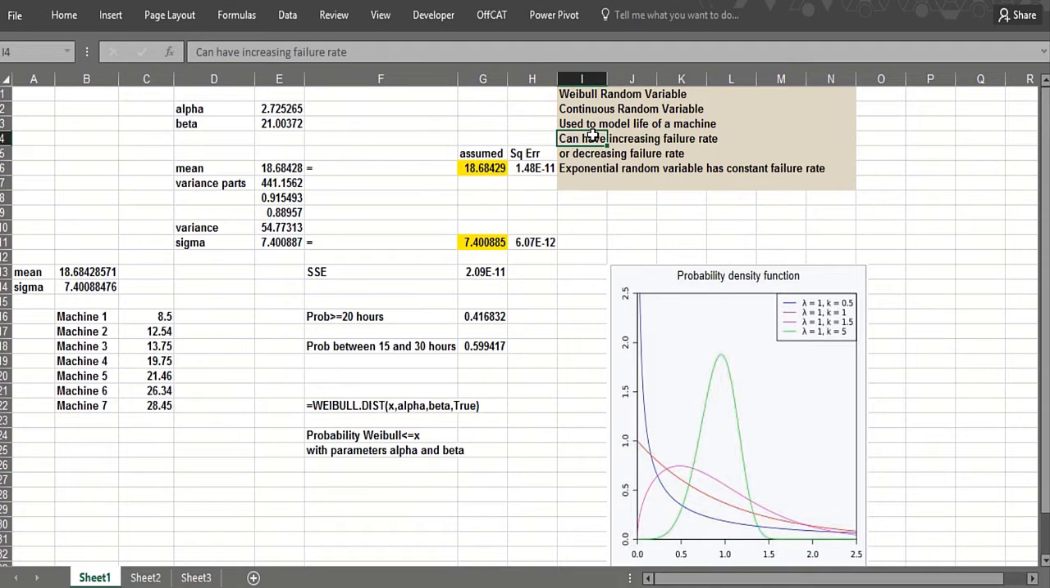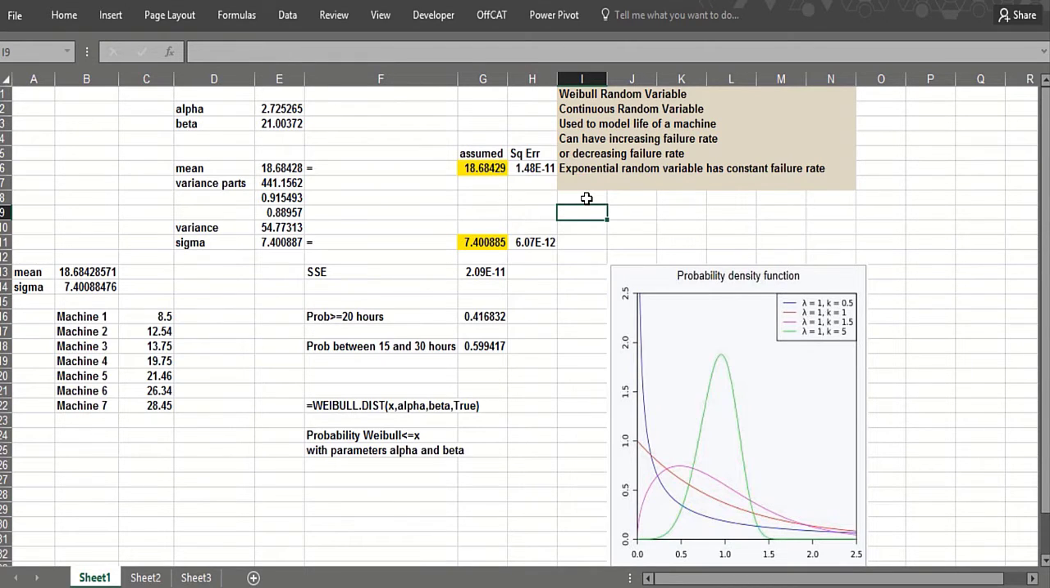So it's a continuous random variable. And basically it has two parameters, alpha and beta, which we'll show you how to estimate using the Excel Solver. We just talked about the exponential random variable, which had a constant failure rate. In other words, if it had been 15 minutes or half an hour since the last arrival, the chance of an arrival in the next minute was basically the same.